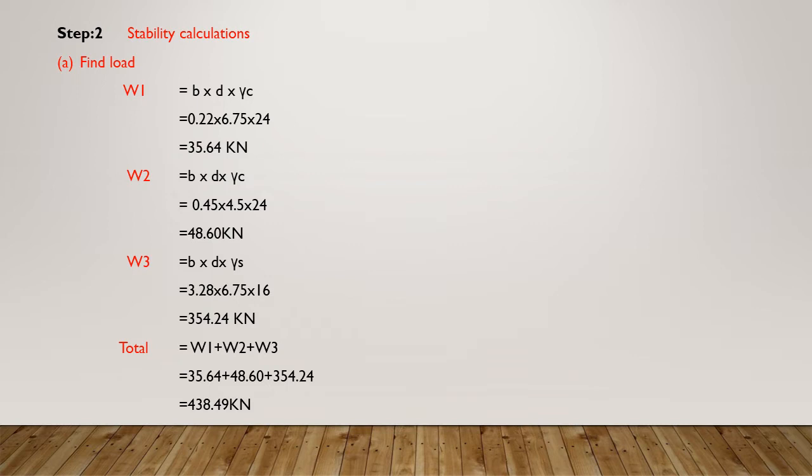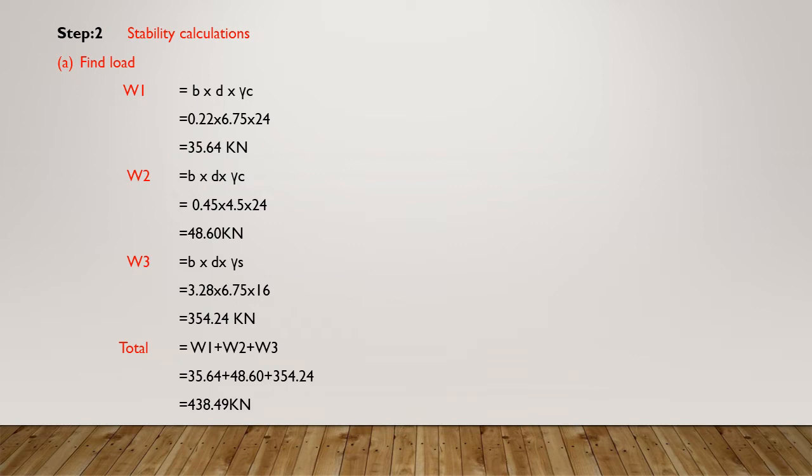Then W2 is equal to B into D into gamma C. This is a rectangular portion, so we can use the rectangular area formula. So D is equal to 0.45, the thickness of base slab. Now our width of slab is 4.5 meter. Then gamma C is unit weight of concrete, we have taken as 24. So W2 is equal to 48.60 kilonewton.